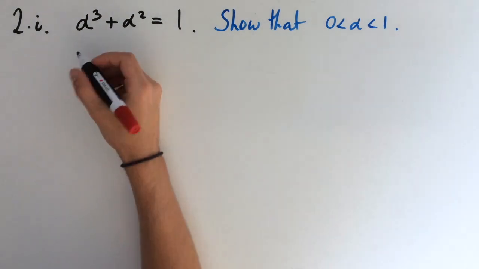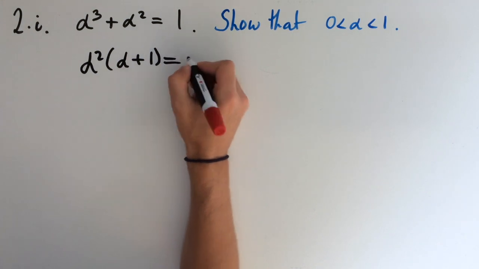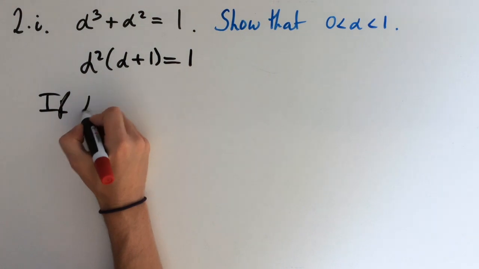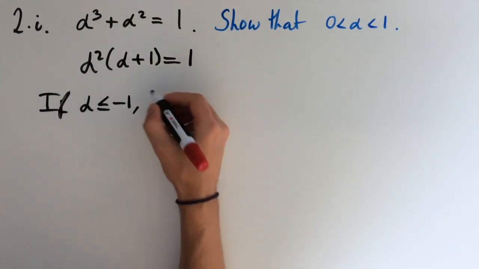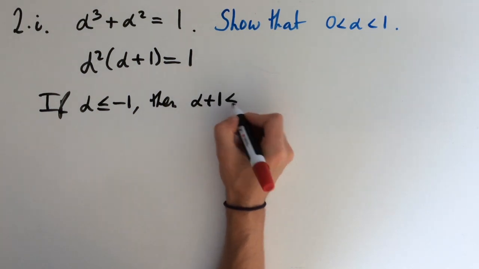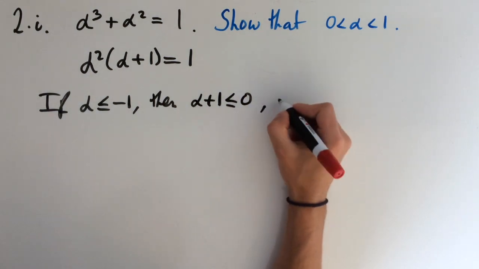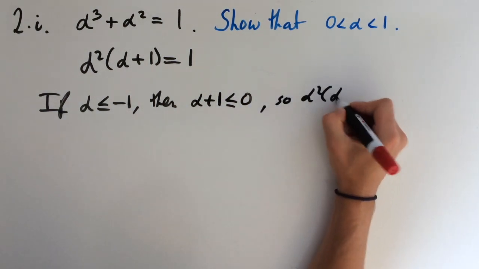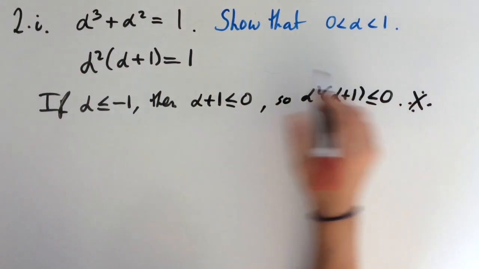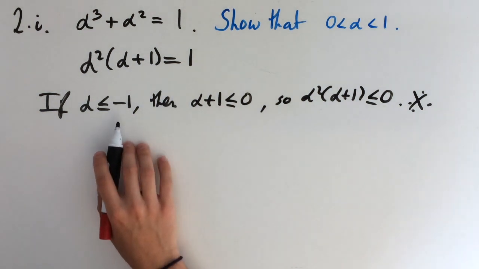We can factorize this equation as alpha squared times (alpha plus 1) equals 1, and now we're going to use contradiction. If alpha is less than or equal to minus 1, then alpha plus 1 is less than or equal to 0. And alpha squared is always positive, so alpha squared times (alpha plus 1) is less than or equal to 0. This is a contradiction because this expression has got to equal 1. From this we can deduce that alpha is not less than or equal to minus 1.